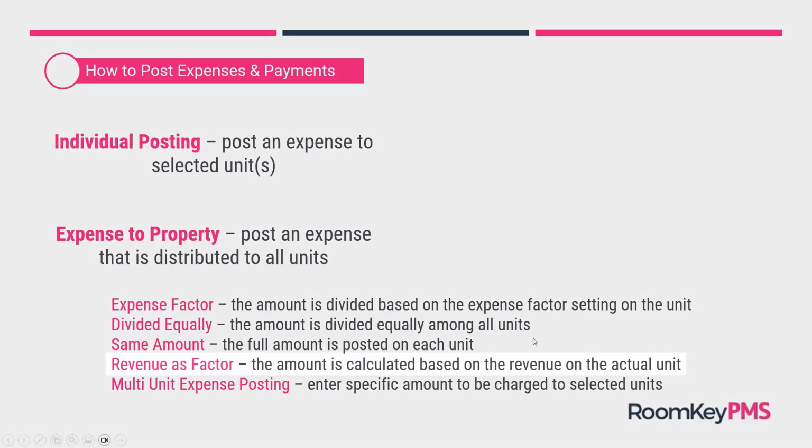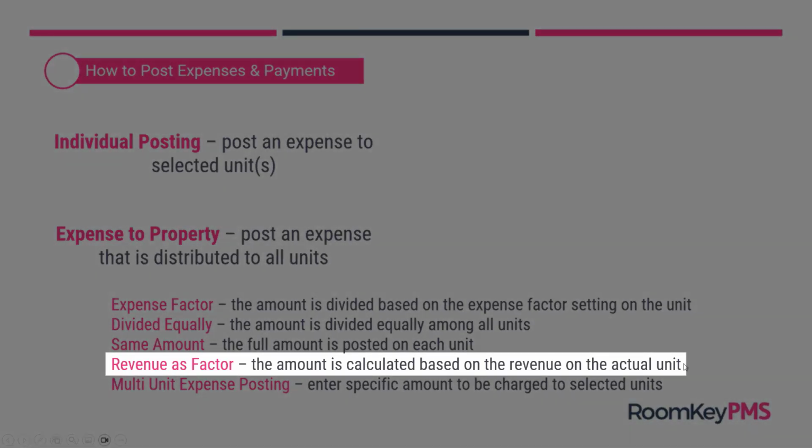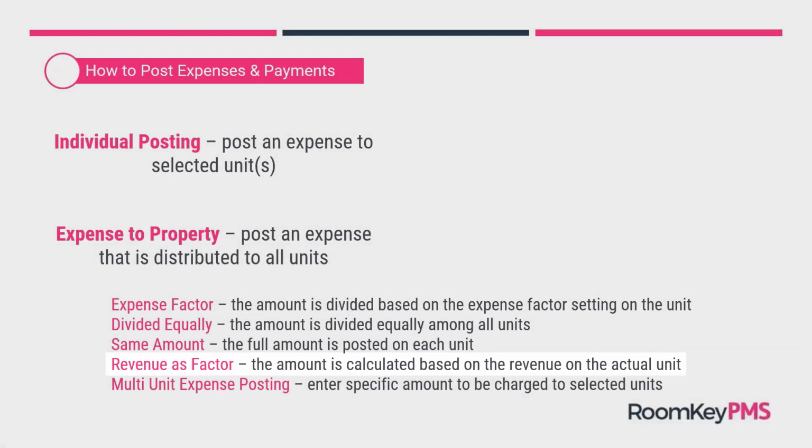We do also have the ability to post the same amount to all units. So if there's a fee that's being posted, instead of having to post that in individual postings one at a time for each unit, you can expense to property and select same amount as your expense type. We can also choose revenue as a factor. This one will allow you to calculate based on the revenue that is brought in by that unit for that given month. So instead of posting an amount, it will calculate based on a factor of that revenue.